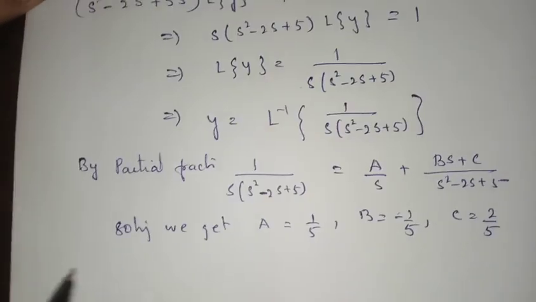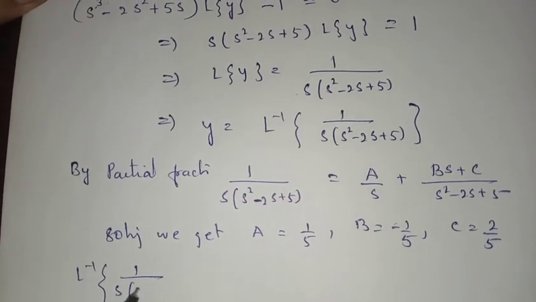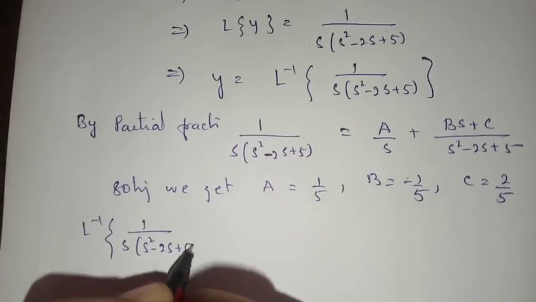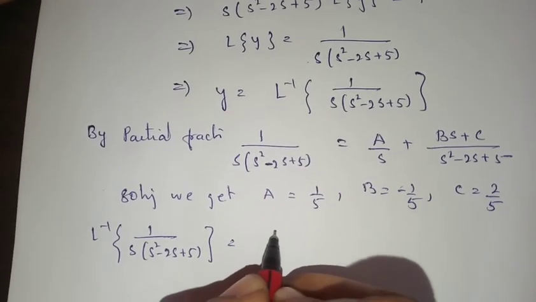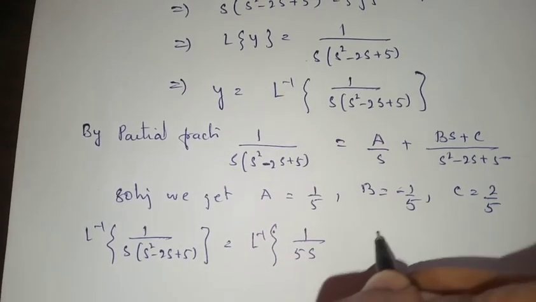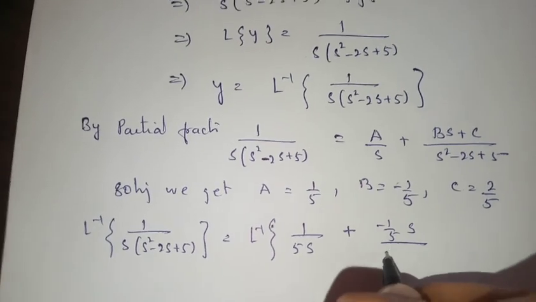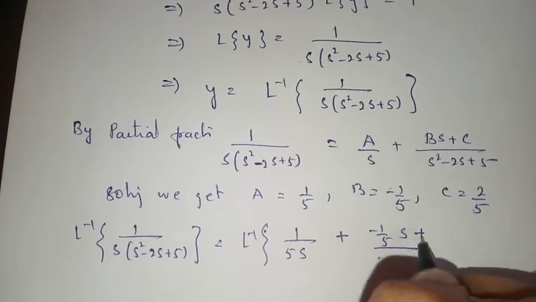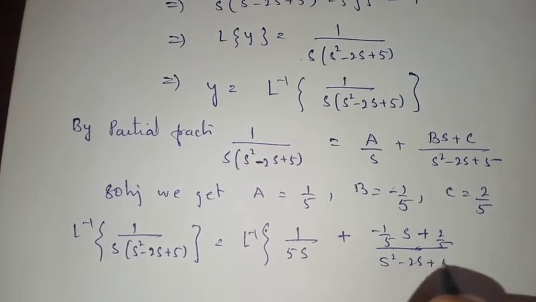So Laplace inverse of 1 by s into s square minus 2s plus 5 will be equal to a, which is 1 by 5, into 1 by s, plus minus 1 by 5 s by s plus 2 by 5 into s square minus 2s plus 5.